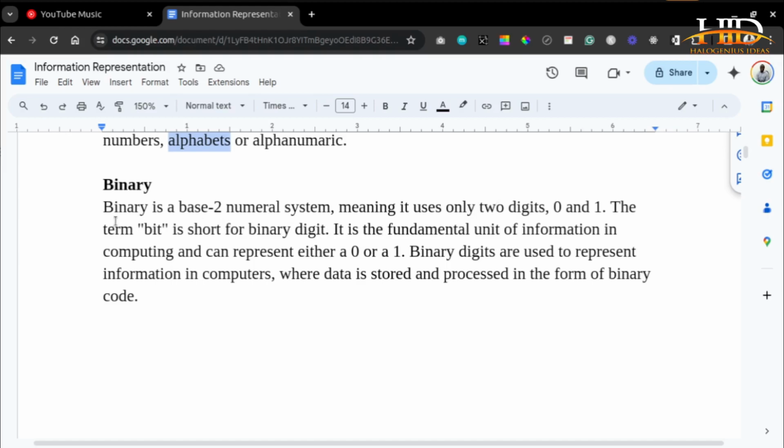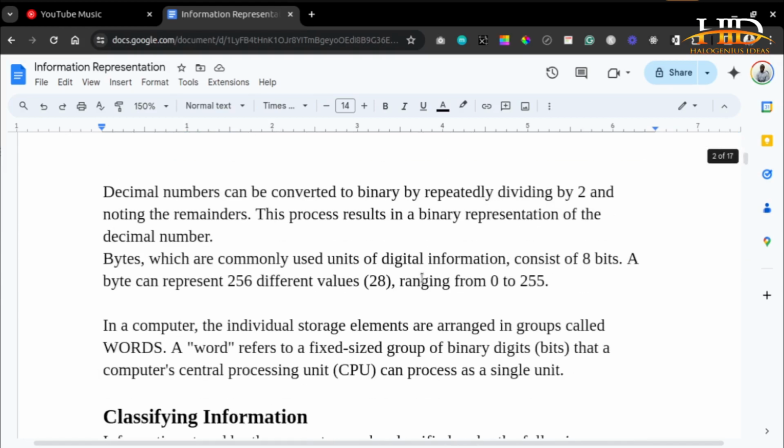The term bits is short for binary digits. It can be 0 or 1. So it is the fundamental unit of information in computing and can represent either a 0 or a 1. Binary digits are used to represent information in computers, where data is stored and processed in the form of binary code. Decimal numbers can be converted to binary by repeatedly dividing by 2. Decimal numbers are numbers in base 10. Then we note the remainders. The process results in a binary representation of the decimal number. This process we are going to be looking into.